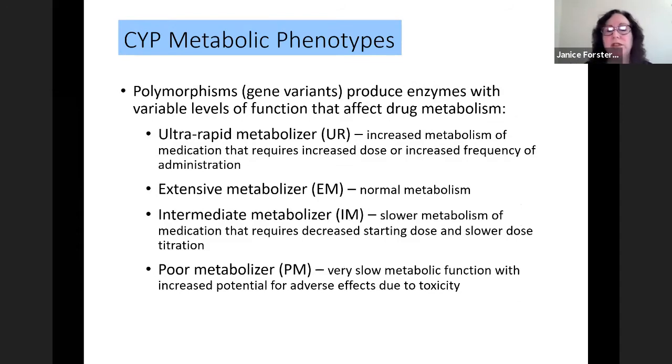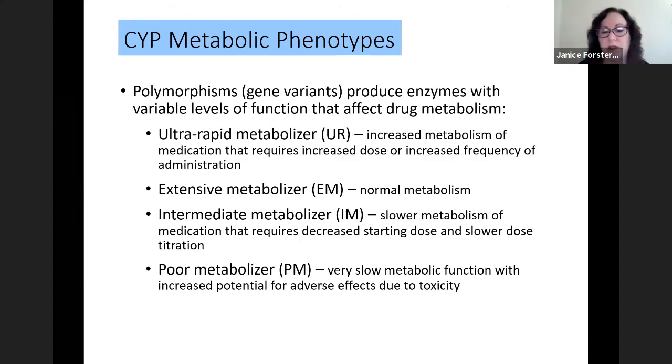So polymorphisms or gene variants produce enzymes with variable levels of function that affect drug metabolism. We're going to talk about 4. Ultra rapid metabolizer is related to increased metabolism of medication that usually requires increased dose or increased frequency of administration of medication. Extensive metabolizer is actually the normal metabolism. Intermediate metabolizer is slower metabolism of medication that requires decreased starting dose and slower titration.